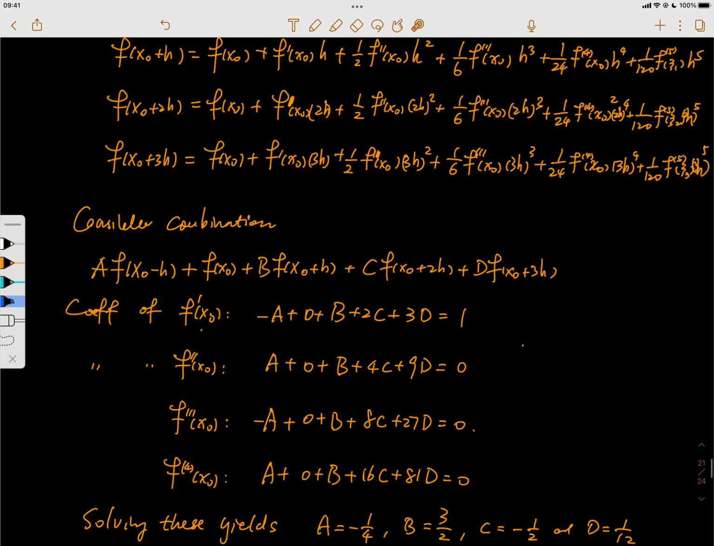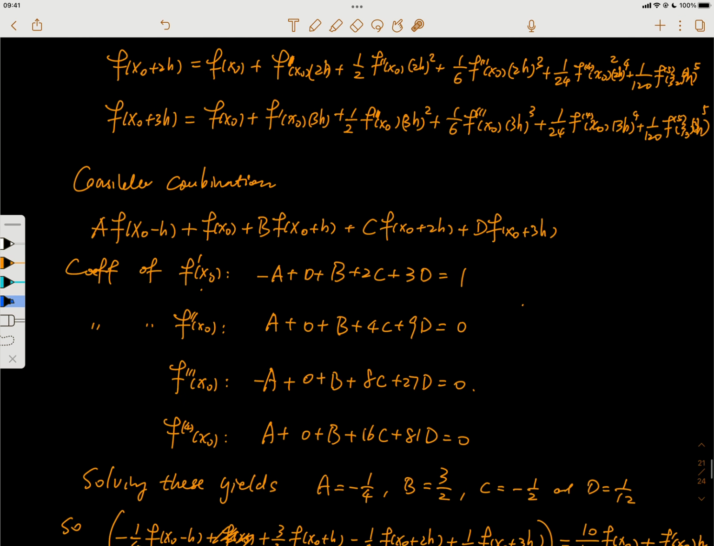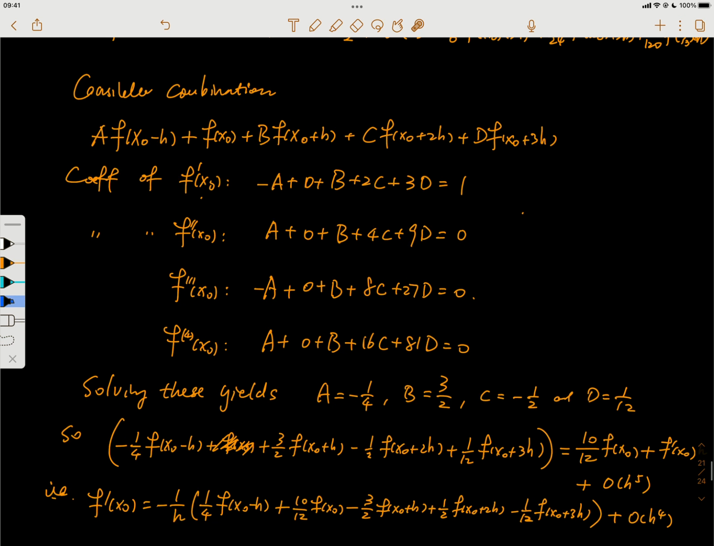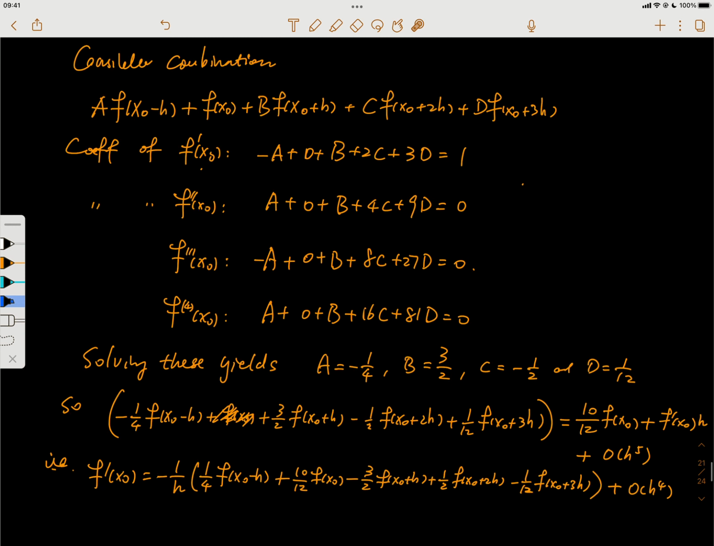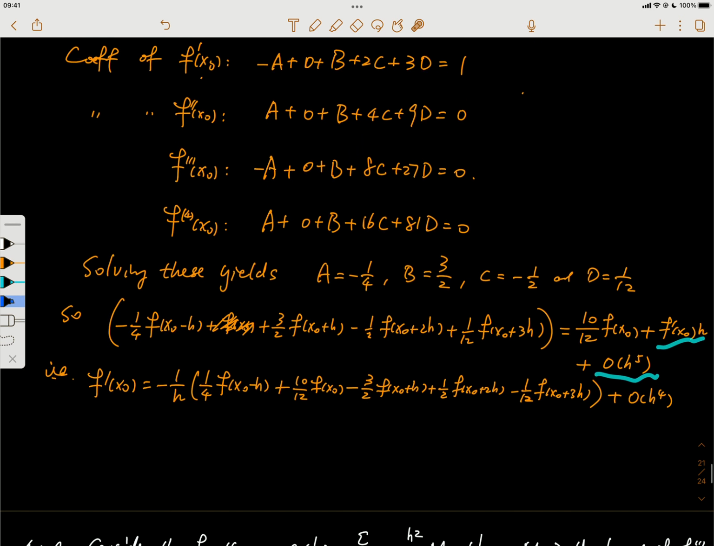Now you have a system of 4 equations and 4 unknowns, a, b, c, and d, and you can solve for them. By solving them, you get these 4 values. So this is going to be the values you use. By using these 4 values applied to these 4 points, we're going to get this value plus this, plus an O(h^5) term, which is just a linear combination of these last terms.